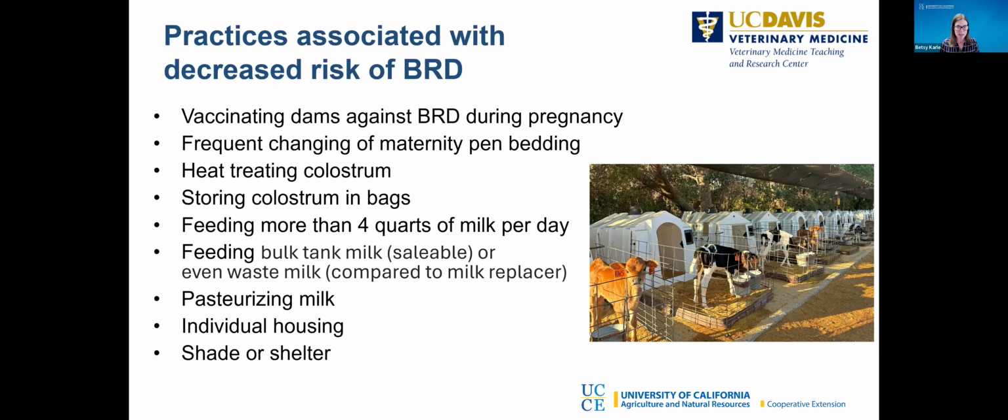changing the maternity pen bedding, heat treating colostrum, storing colostrum in bags as opposed to bottles, feeding more than 4 quarts of milk per day, using bulk tank milk, so whether that be saleable or even waste milk, was associated with less respiratory disease as compared to milk replacer, just due to that nutrient density to feed to those calves. But importantly, pasteurizing that bulk tank or waste milk was significant as well. Individual housing was associated with less respiratory disease, as was additional shade or shelter over the calves.